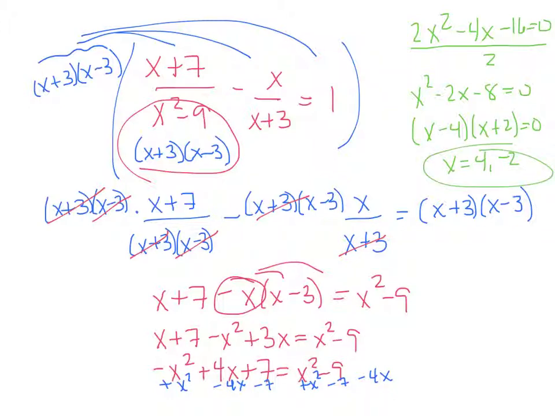And if we look back over here, can I put a 4 and or a negative 2 there? Yes. And can I put a 4 and or a negative 2 there? Yes. So those are our two answers. If you have an answer that is extraneous, just mark it out. If all of your answers cross out, then write no solution.